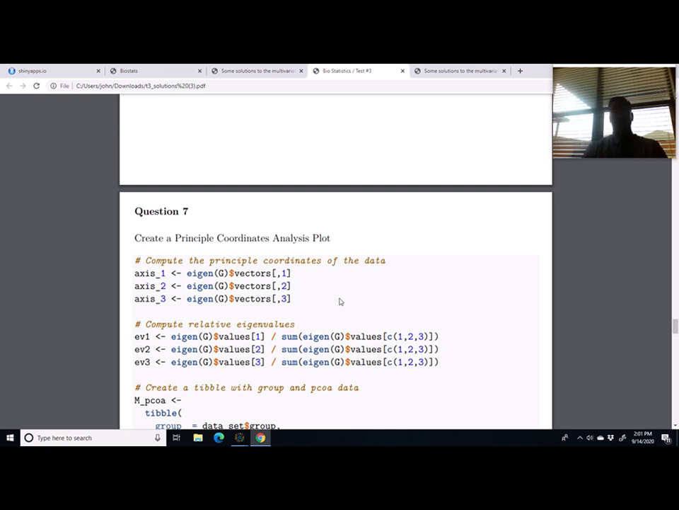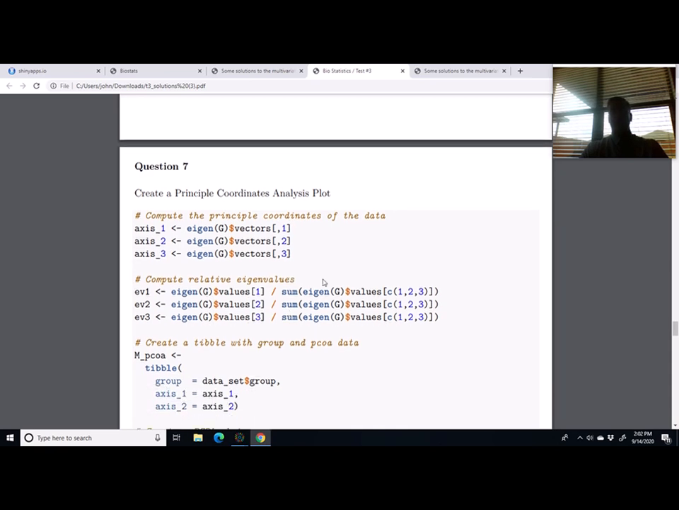Now, we're going to look at the principal coordinate analysis plot, which has to do with the eigenvectors of the Gower matrix. So for PCOA, you get the eigenvectors. So remember p was 3, we had 3 variables. So I get the first p eigenvectors corresponding to the largest eigenvalues of the Gower matrix. The eigen function returns the eigenvalues and eigenvectors in descending order of the size of the eigenvalues. So axis 1, axis 2, and axis 3 would be these eigenvectors 1, 2, and 3. Then you can get the relative eigenvalues, which are computed as follows. So I get eigenvalue 1 and I divide by the sum of the first 3 eigenvalues.